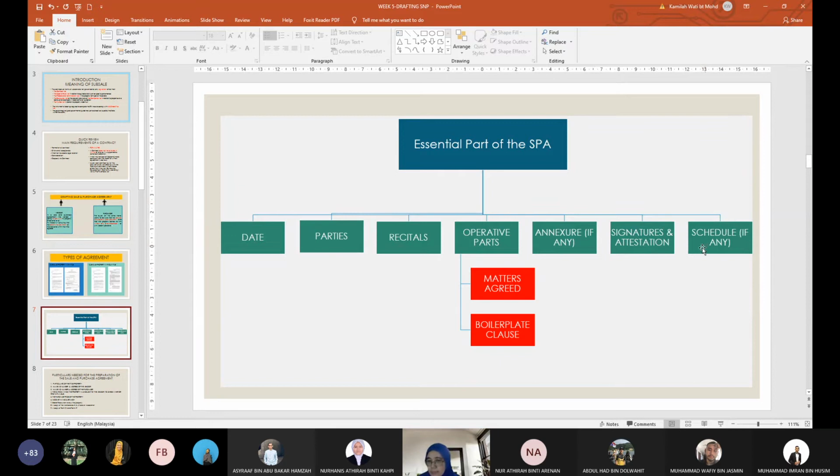Schedule maknanya sometimes ada juga orang yang drafting SMP ni, details tu dia tak letak dalam documents. Dia letak dekat schedule dekat belakang tu. Essential part of the SPA. So these are the essential part of the SPA. So nanti bila you do the drafting, inilah benda-benda yang you kena tengok, kena pastikan ada lah mana yang relevan. Macam annexure dengan schedule ni, if applicable sahajalah.